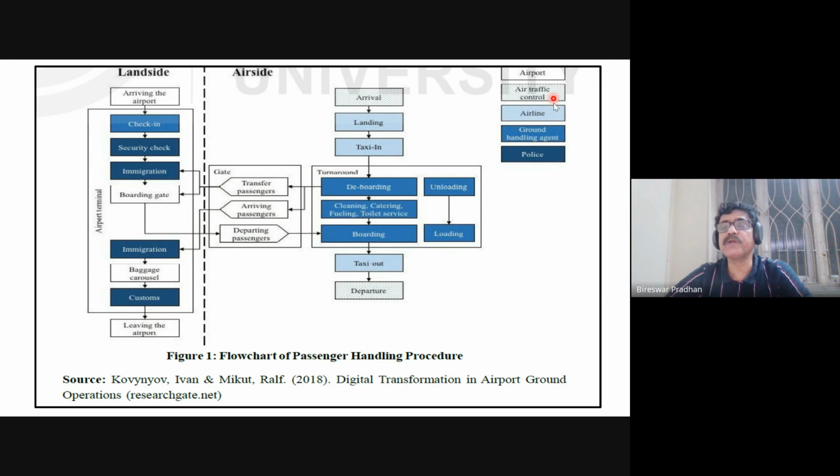Now here: airport, air traffic control, airline, ground handling agent and police. These are the activities we can see at any international or domestic airport. When you are at the airport, air traffic control, ATM or ATC, airline, ground handling agent, police, all these tasks are part of the airport.